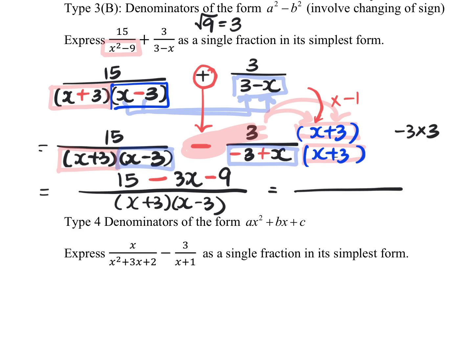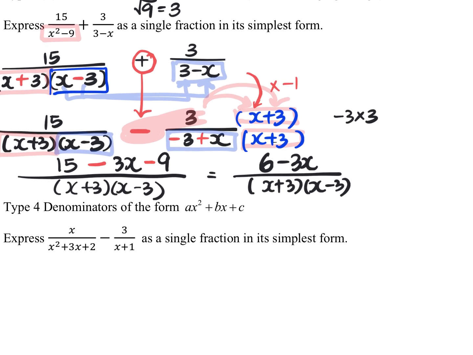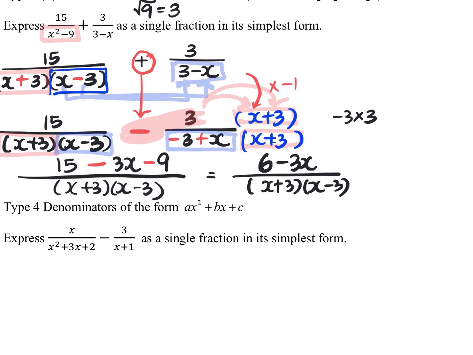Next one, we simplify the numerators. 15 minus 9 will give me a 6 minus 3x, and this will be over x plus 3, x minus 3. Make a guess, is this going to be your final answer? No. Okay, we double check.